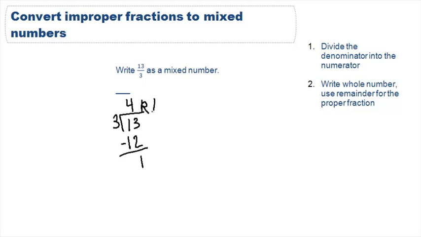Step 2 in the directions says, write the whole number, and use the remainder for the proper fraction. As we write 13/3 in mixed number form, 4 will be our whole number, and 1, which is our remainder, will be used as the numerator of the fraction. We have 4 1/3 as the mixed number of the improper fraction, 13/3.